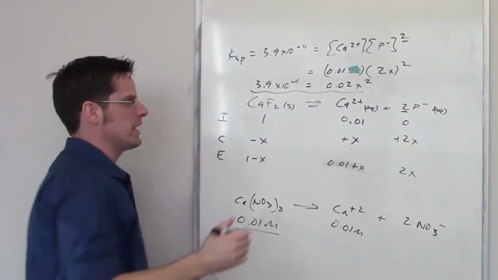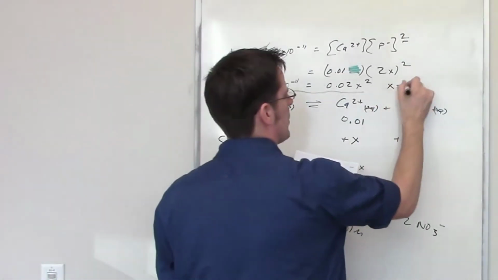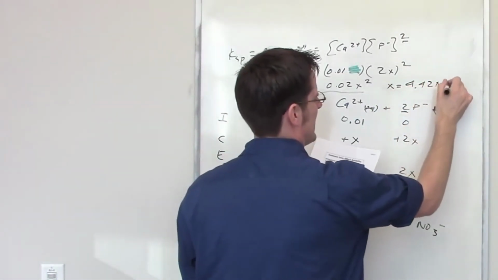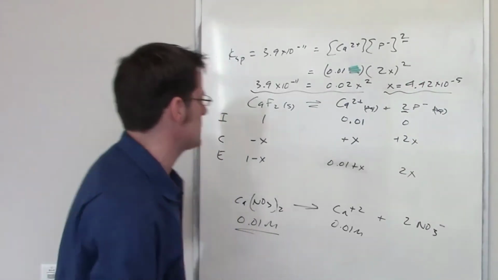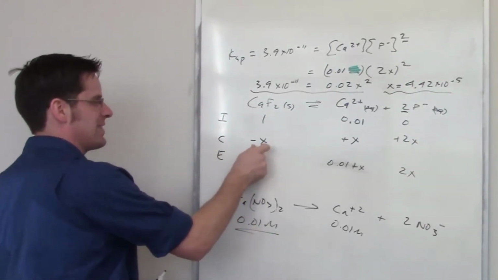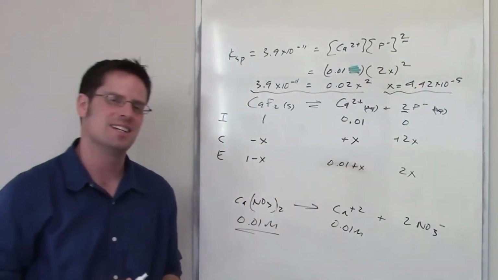Now I did that earlier and I got X as being equal to 4.42 times 10 to the negative 5th. It's asking me what the molar solubility is of calcium fluoride, and because that value right there, X, is equal to the molar solubility, that is the final answer to this question.